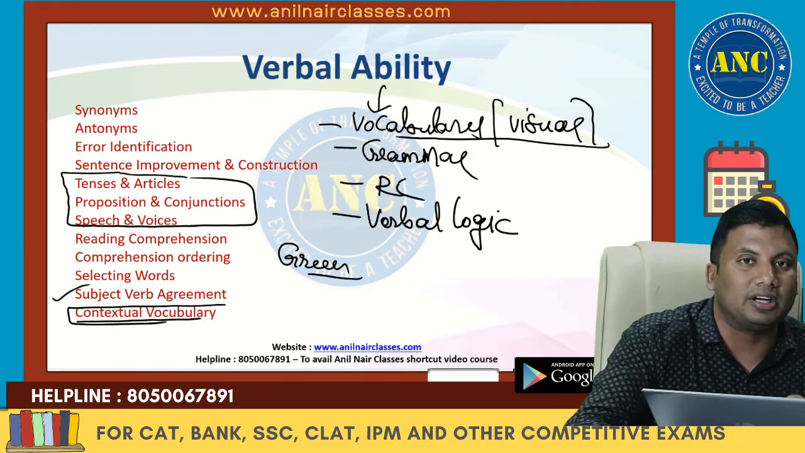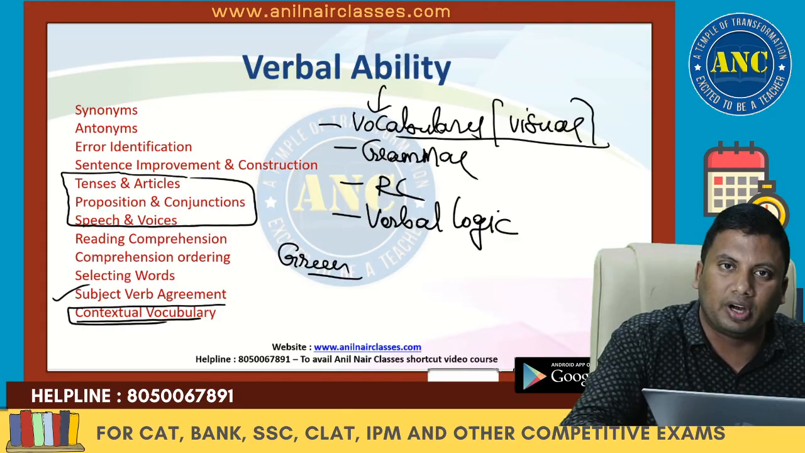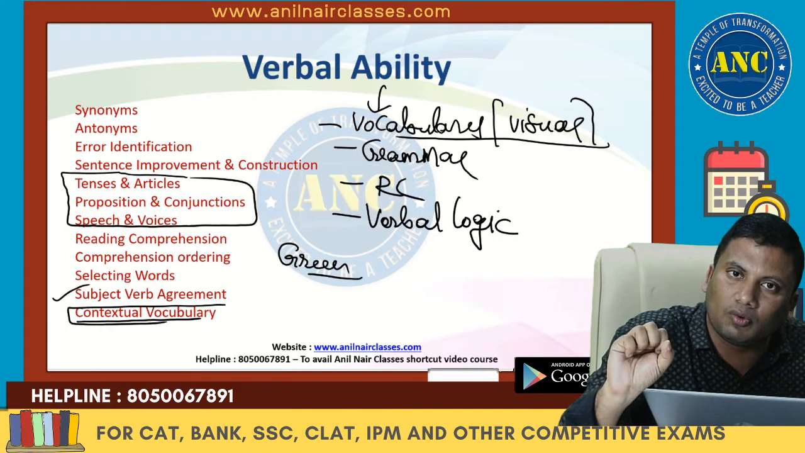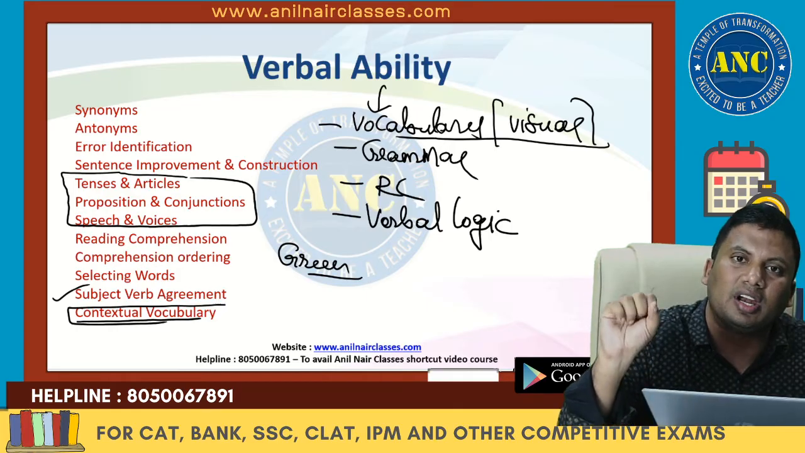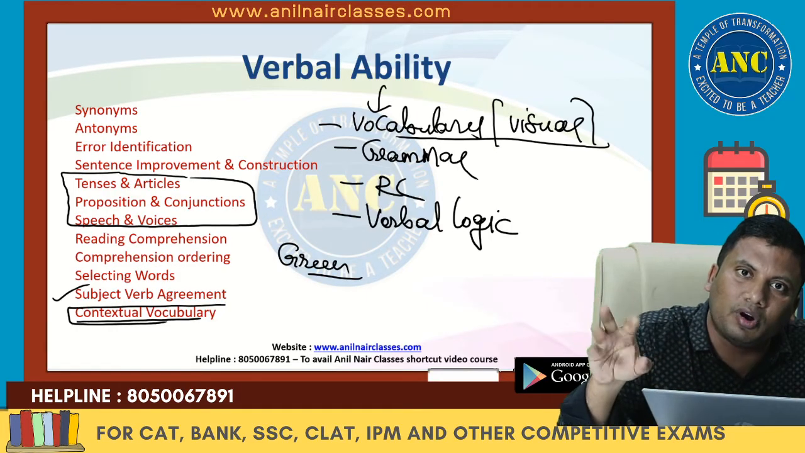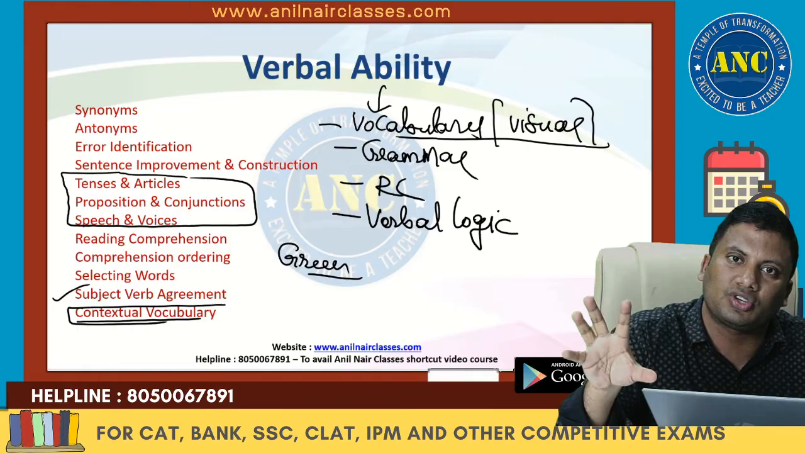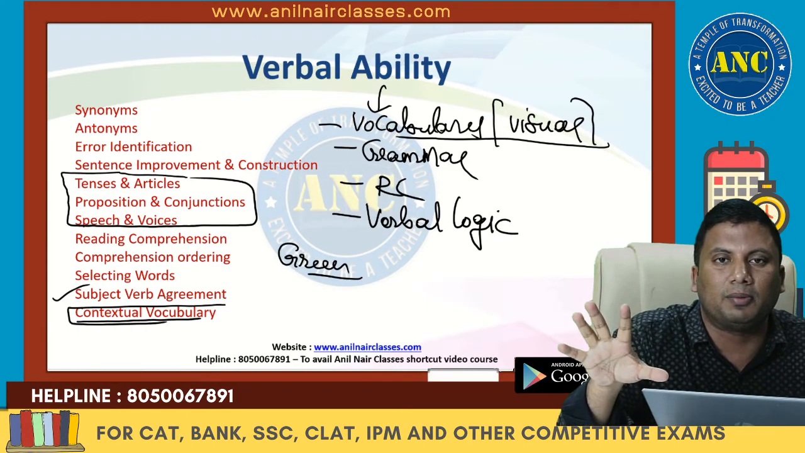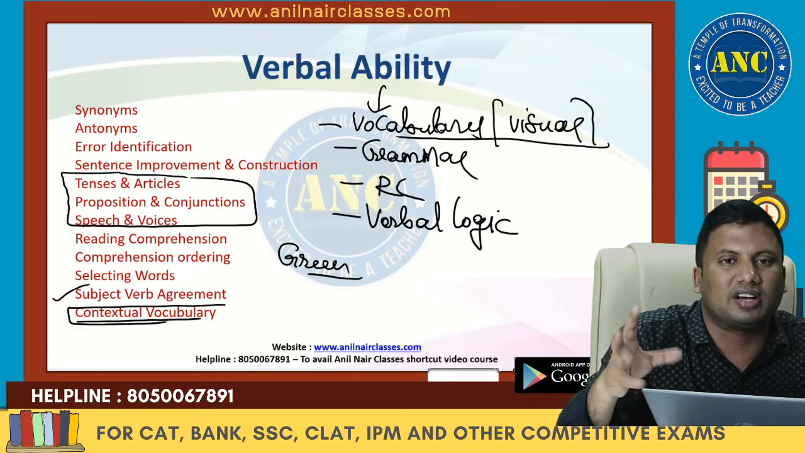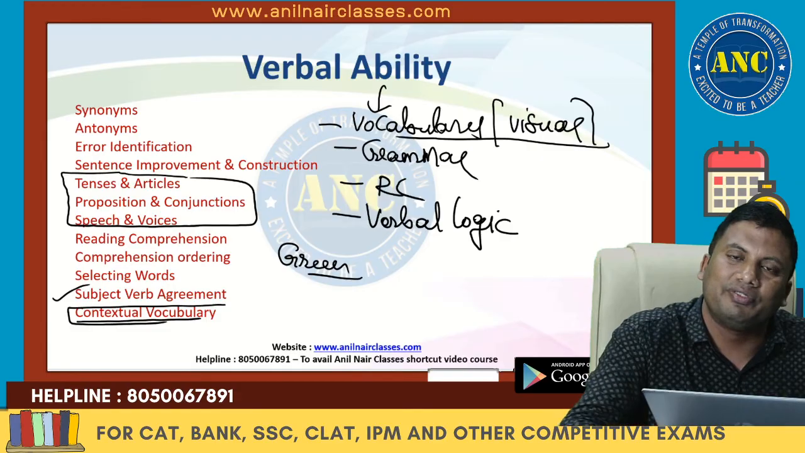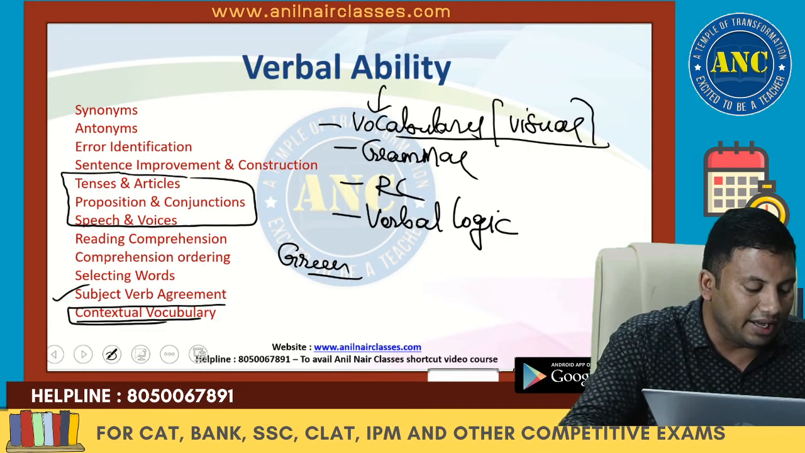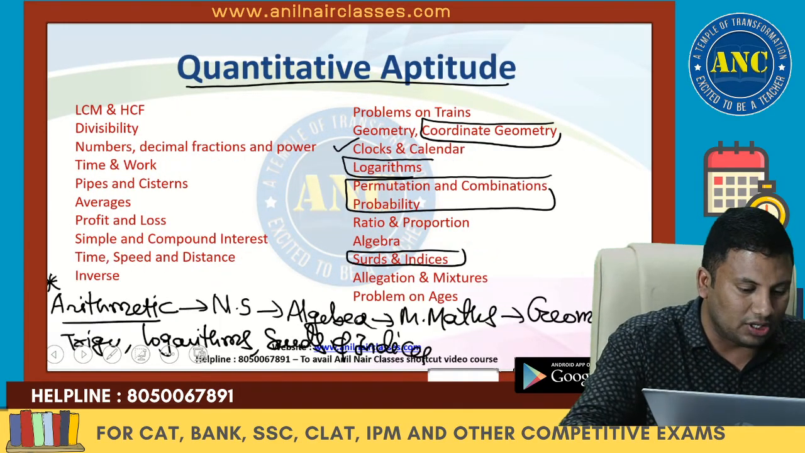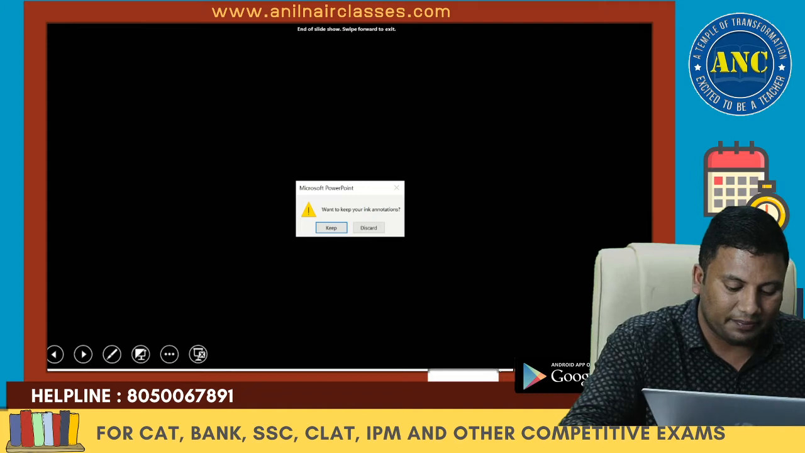Subject verb agreement is also an extremely important topic. In Mphasis verbal ability, concentration is on vocabulary, tense based questions, active voice, passive voice based questions, speech based questions, subject verb agreement based questions. RC passage is of 250 to 300 words. Then we have reading comprehension, then logical reasoning, then quantitative aptitude. I hope it is clear, right?